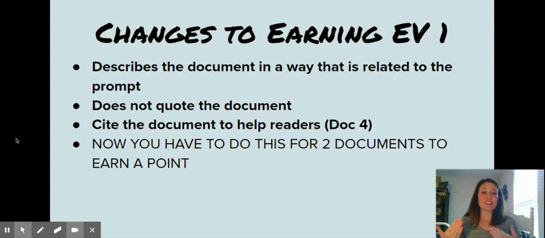And I like to see this citation at the end of the first sentence where you are dealing with a new document, okay? On the original normal DBQ rubric, we have to do evidence 1 for 3 documents to get this point. Now, it's only necessary for 2 documents to earn the point. However, chances are you guys are going to do this for every document you use, but as long as you've done it twice, you can count on having this point in your total.